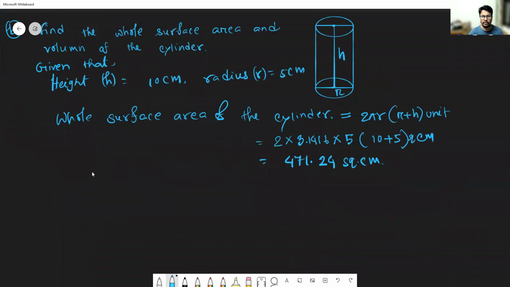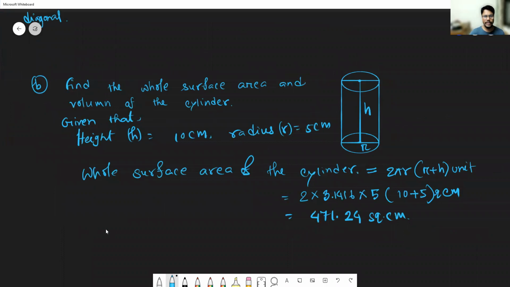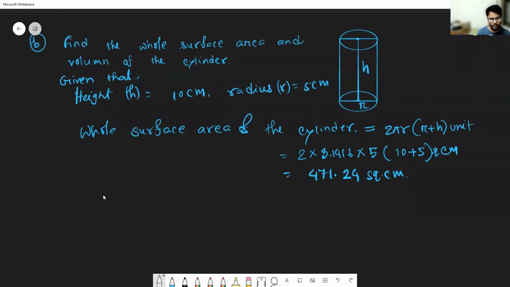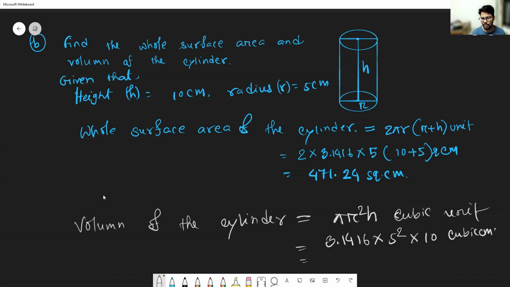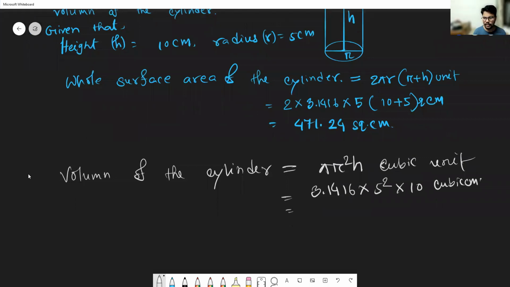Now the second part. What was the second part of the question? Whole surface area and the volume of the cylinder. Now write here: volume of the cylinder is equals to pi r square h cubic unit. Put their values: 3.1416 multiply 5 square multiply 10 cubic centimeter. Now multiply here, you will get 785.4 cubic centimeter, and this is our answer.